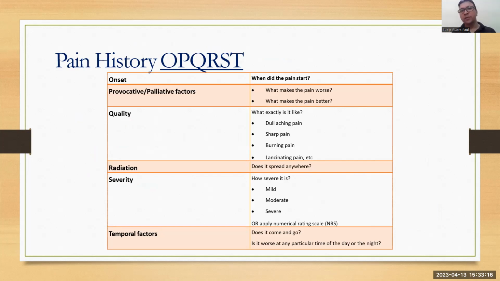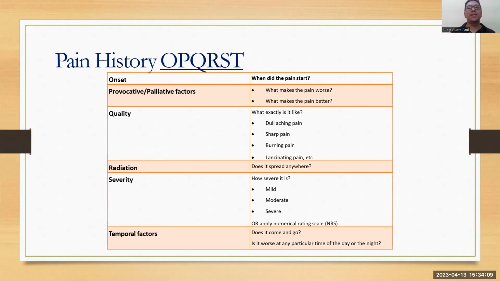Next, P is provocative or palliative factor. What makes the patient's pain worse and what makes it better? Like if the patient has abdominal pain, they always press their abdomen and like to lean forward. If we ask them to lie down in supine position, they will feel more pain because of abdominal muscle stretching. So the provocative factor may be lying in supine position. Then the palliative factor is what makes the pain better. If I lean forward, then my pain goes away. So this may be a palliative factor.